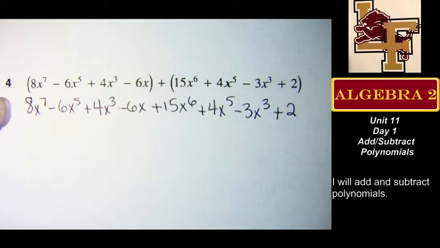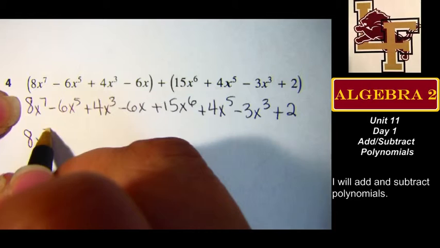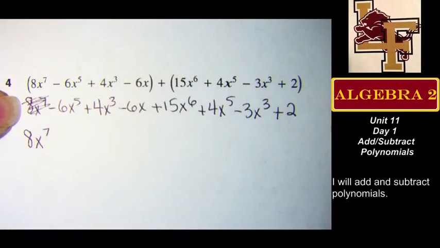First thing to do when collecting our terms is to find the highest degree term, meaning the thing with the biggest exponent. x to the 7th would be the highest degree. 8x to the 7th is the term we're looking at. I'm going to write that and scratch that off. Is that the only degree 7 term I see? Yes. What's the next highest degree we see?